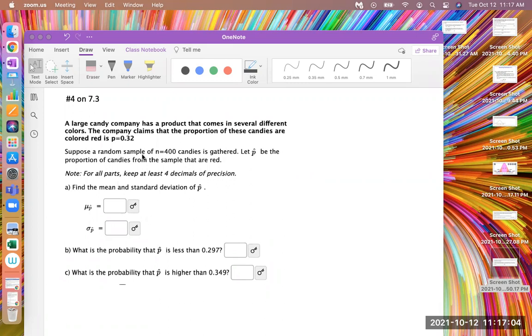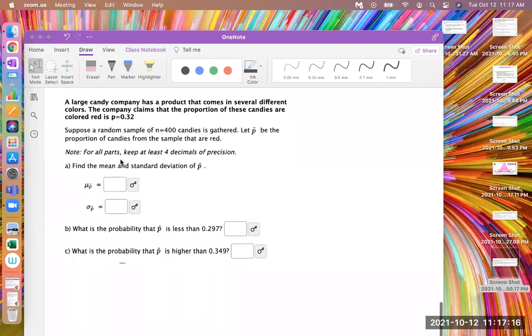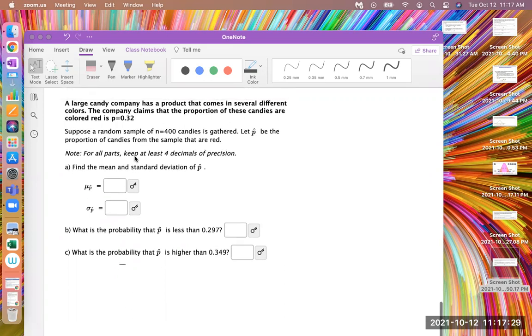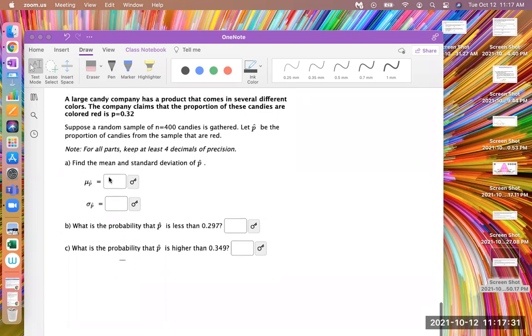So suppose a random sample of n equals 400 candies is gathered. Let p hat be the proportion of candies from the sample that are red. They want, for all parts, 4 decimal places of precision. I'm going to love that this problem is being very clear with this. Anyways, it says find the mean and standard deviation of the p hats.